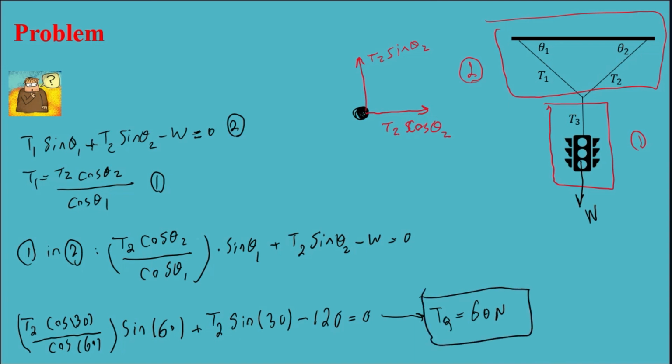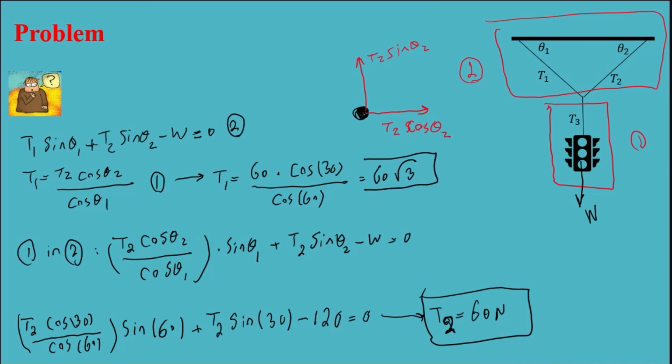Now, since I have my T2 right here, I can calculate my T1, right? So let me substitute it here. My T1 is going to be equal to T2, which is 60, times cos 30 divided by cos 60, right? And that's going to be equal to 60 square root of 3. And this is my T1, right?